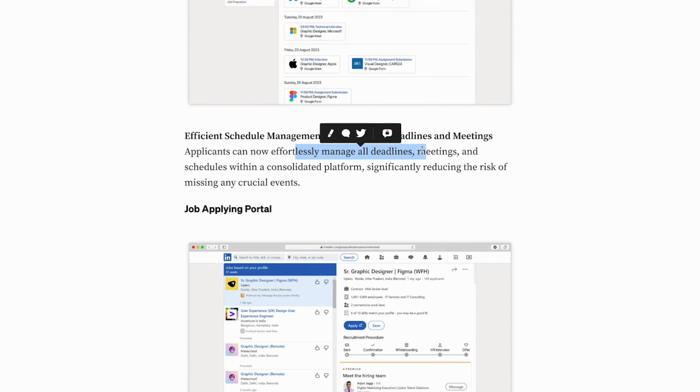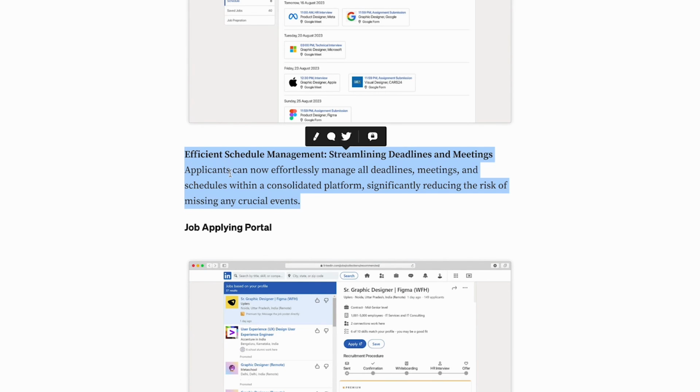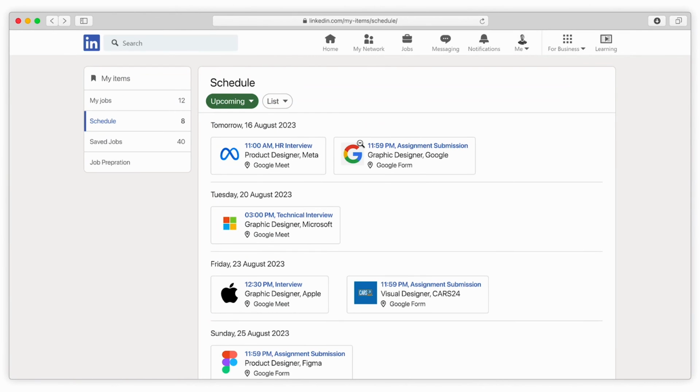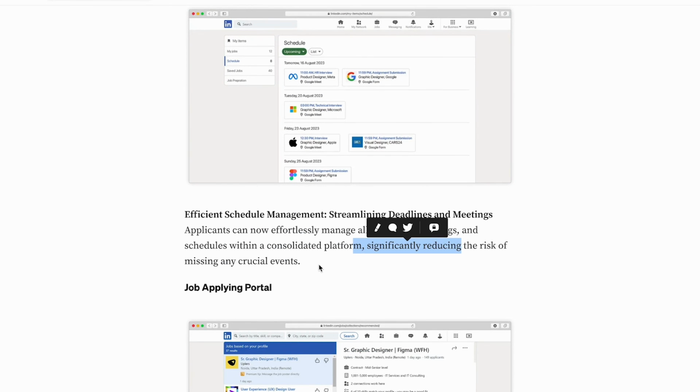Applicants cannot effortlessly manage their deadlines, meetings, and schedules with a consolidated platform, significantly reducing the risk of missing any crucial events. Isn't the calendar helping enough? This is basically a calendar, right? This is a different format of a calendar, and Google Calendar is a different format of calendar. If they can miss it from Google Calendar, they can miss it over here. So how are you reducing the risk of missing any critical events? So this again doesn't make sense.